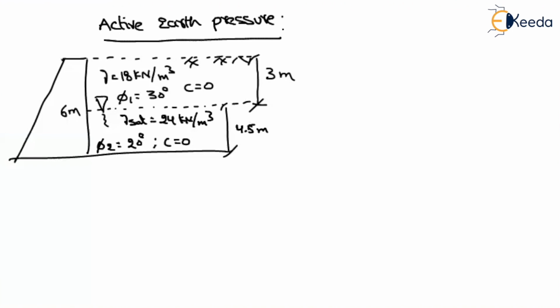Okay, now what is the difference between this one and the previous cases? Only the difference is that up to 3 meters we are having one type of soil, and another 4.5 meter we are having another type of soil. Okay, let us assume 3 plus 4.5, 7.5 meter. So in this case, how do we have to proceed? Okay, now let me draw the pressure diagram here.